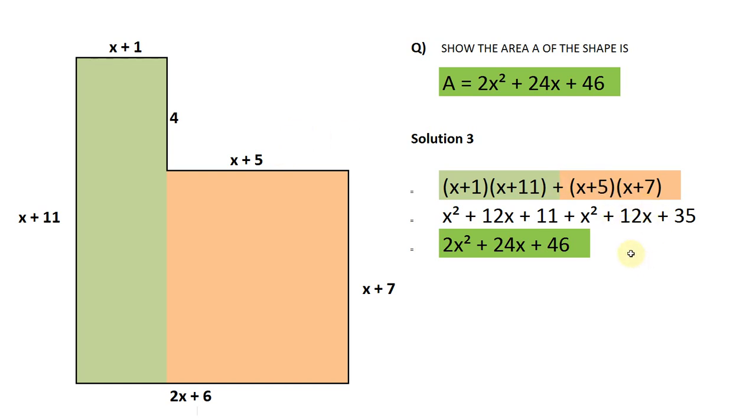Again, just another expansion. x times x is x squared. 5 times x is 5x, 7 times x is 7x, add them together you get 12x, and then 5 times 7 is 35. Then add all that together and simplify: x squared plus x squared, 2x squared, 12x plus 12x, 24x, 11 plus 35, 46. And there you go, we've proved that A is equal to 2x squared plus 24x plus 46.